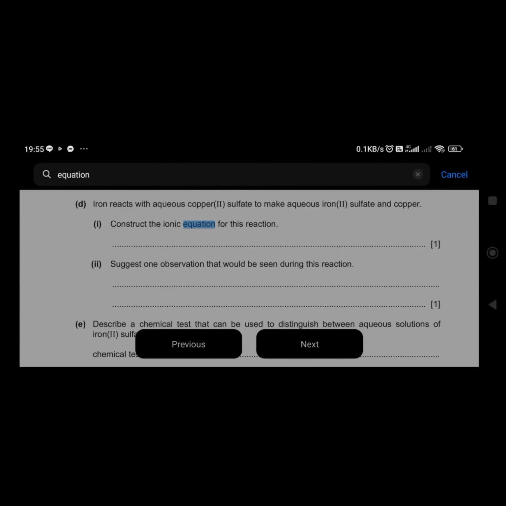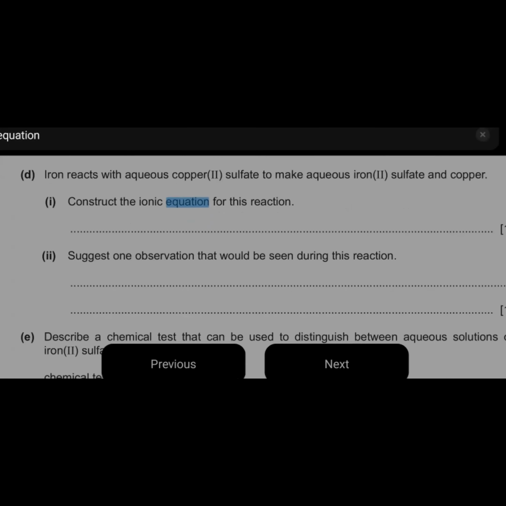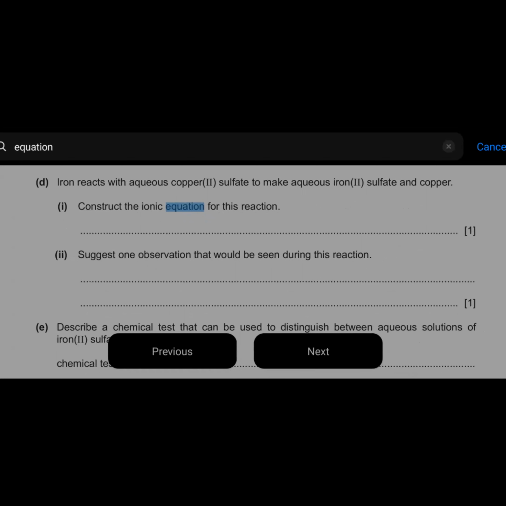Iron reacts with copper sulfate to make iron sulfate and copper. Very much similar to that one. Can you try to write this? Pretty much the same as the previous one. First, I write the compounds. This is iron, the metal. When you just say iron, you know it's alone. That means iron the metal.